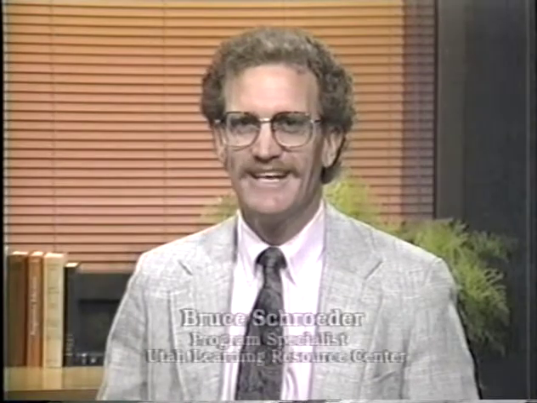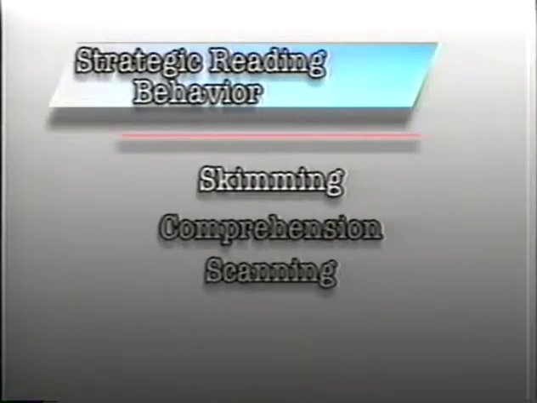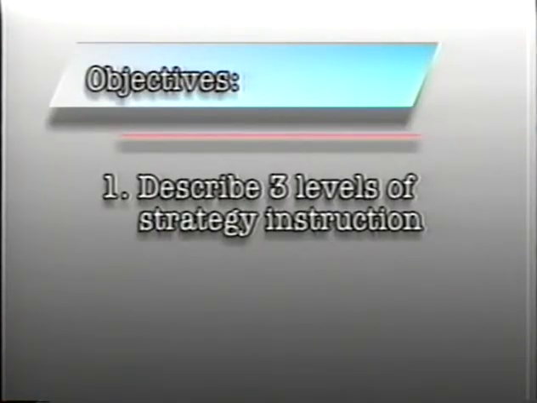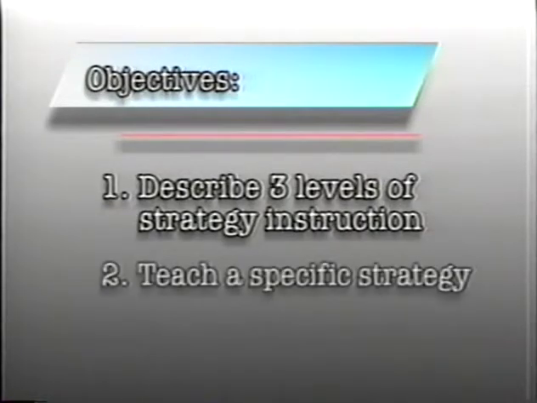The information contained in this video presentation will focus on 3 levels of strategic reading behavior for success in the content areas: skimming, comprehension, and scanning. Specific strategies will be discussed for each of these levels. The objectives for this presentation are listed for you on the bottom of page 1. 1. You will be able to describe 3 levels of strategy instruction in the area of reading. 2. You will be able to teach students a specific strategy for one of the levels.